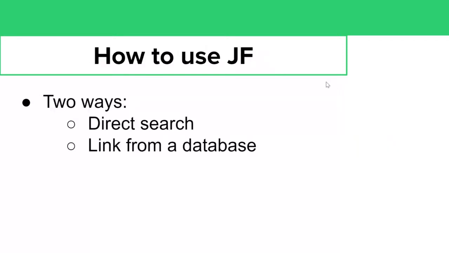So how do you use Journal Finder? There's two ways. You can go directly to the Journal Finder service and just start searching, and you would search by the journal title. So a direct search. Or when you're already in one of our databases and you're searching around and you come across an article that's not available in the database where you are at that moment, Journal Finder will link you out to a different database. So there's direct searching, and then there's linking from within a database. Those are the two different ways.